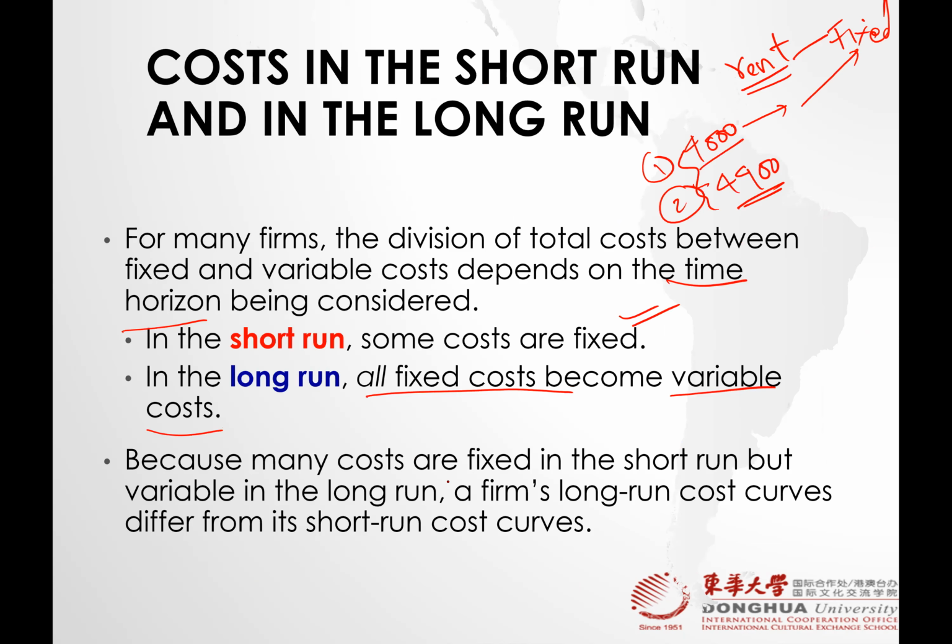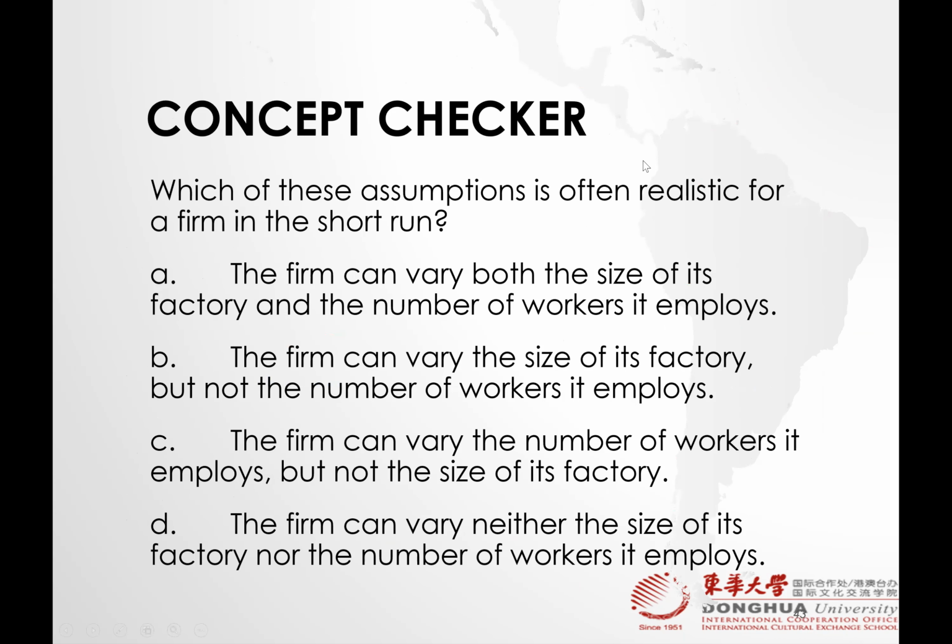Because many costs are fixed in the short run but variable in the long run, a firm's long run cost curve differs from its short run. Till now we have discussed the short run scenario. Its average total cost is U-shaped, average fixed cost is decreasing. In the long run, there is no concept of fixed cost because all fixed costs behave in a variable fashion. Understand? If you understand, then please answer this concept checker.